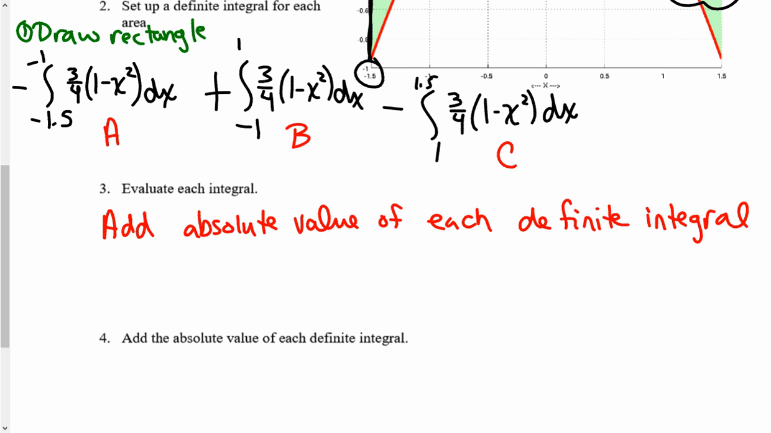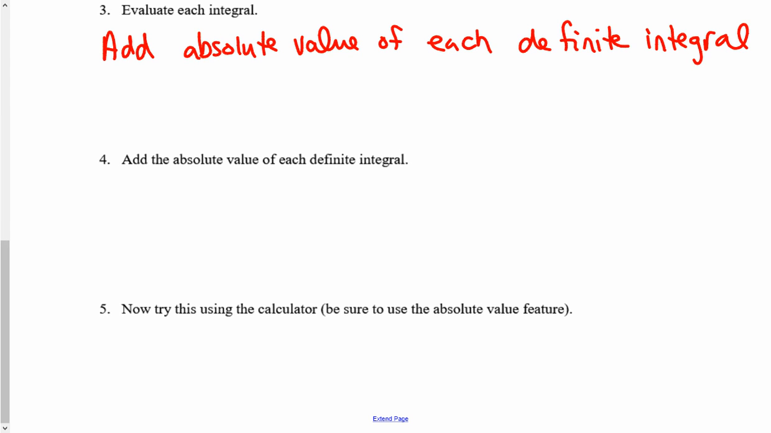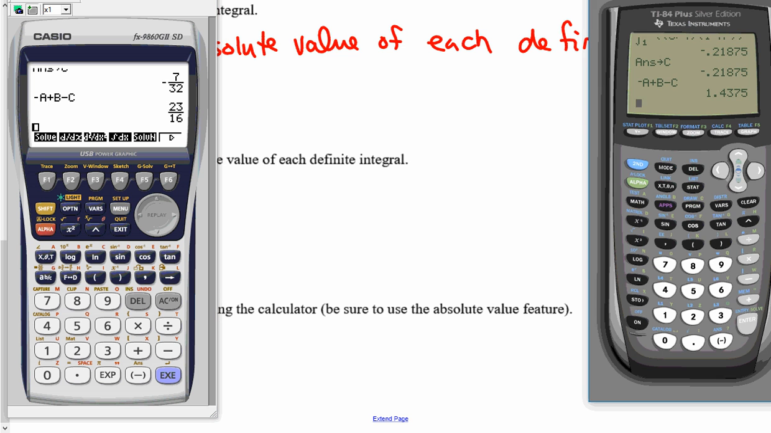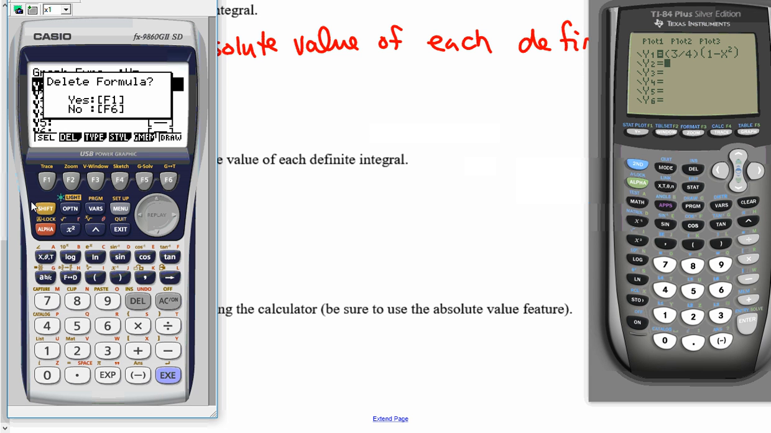Now, I could have done that a lot easier in two different ways. Sorry, that's what we did right there. So I'm going to do this using the absolute value feature on the calculator. And I'm also going to store the function in y1 so I don't have to continuously enter that. So the first thing I'd like for you to do is in your y1, key in that we have 3/4 times 1 minus x squared, which I could have done from the get-go and just used y1 over and over again. So again, we're just putting in our function that we have.